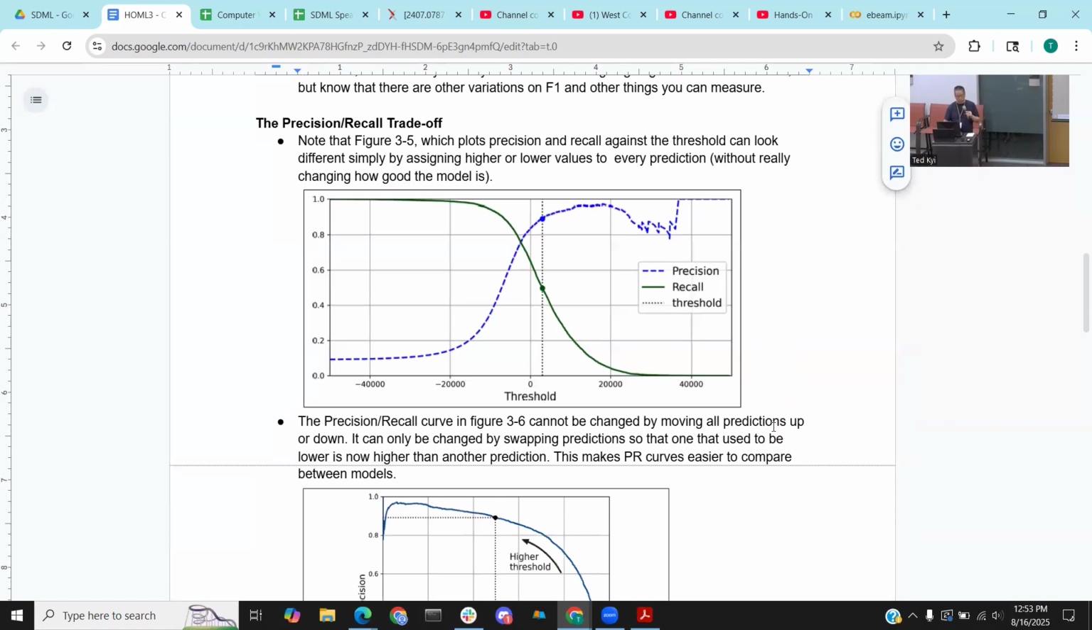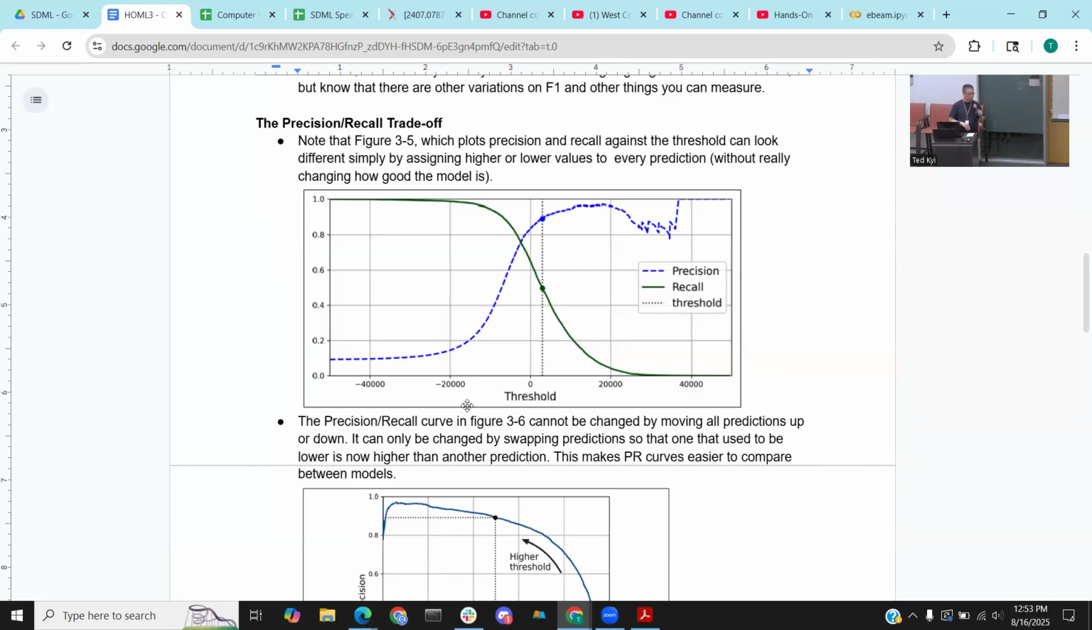We see this chart, figure 3.5, where the threshold is on the x-axis, and you can see precision and recall. As you set the threshold higher, fewer and fewer things will be positives, so your recall goes down. But hopefully, if you have a good model, that higher threshold means you're more sure and more often right about the ones that are positives. And the reverse for a lower threshold.